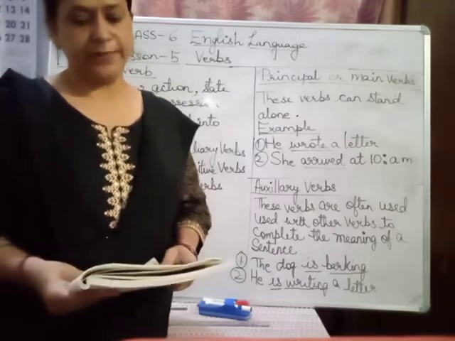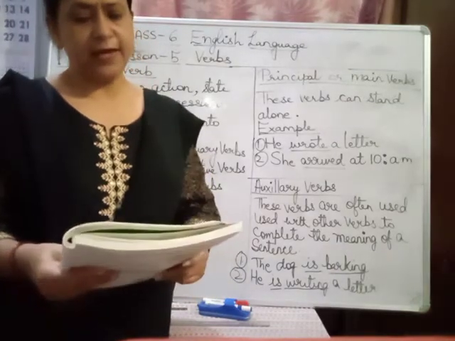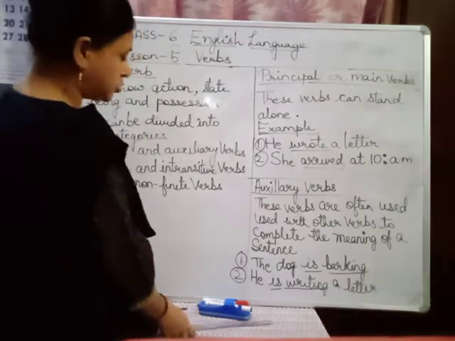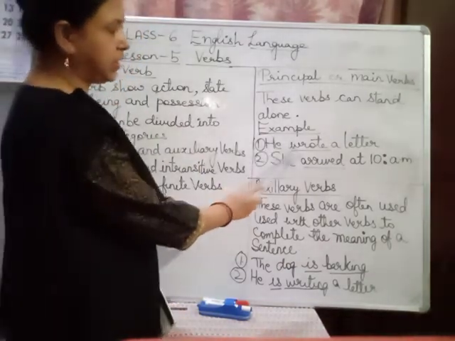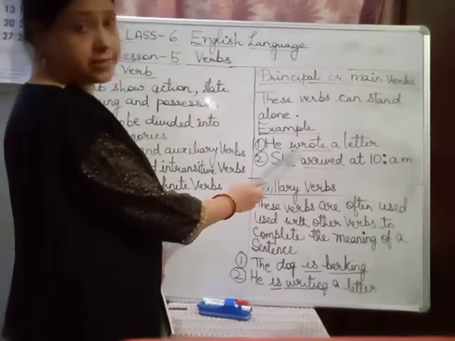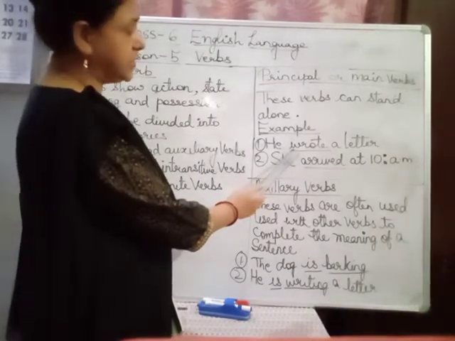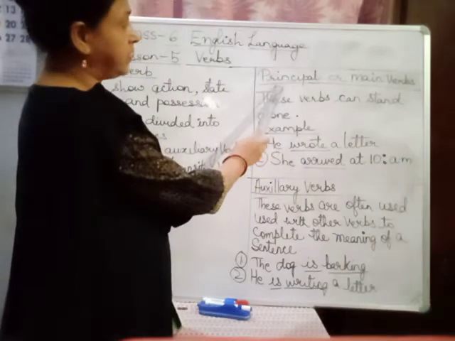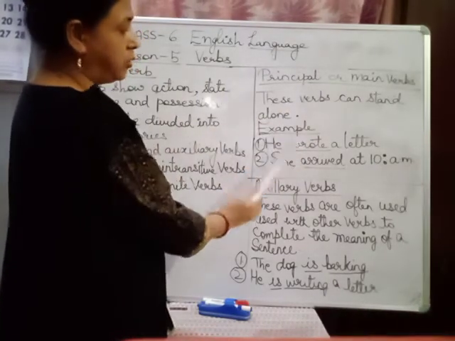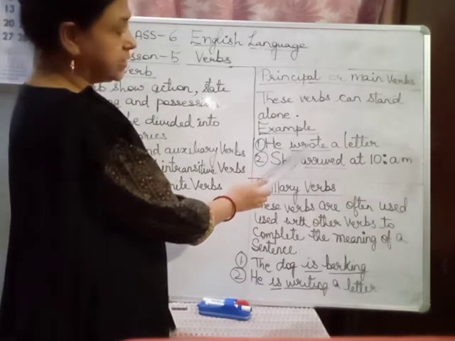Principal or main verbs. These verbs can stand alone also. Let's see an example: he wrote a letter. The action which is performed is that he wrote a letter, and the verb over here is wrote. So we see the principal verb or main verb can stand alone without any help.